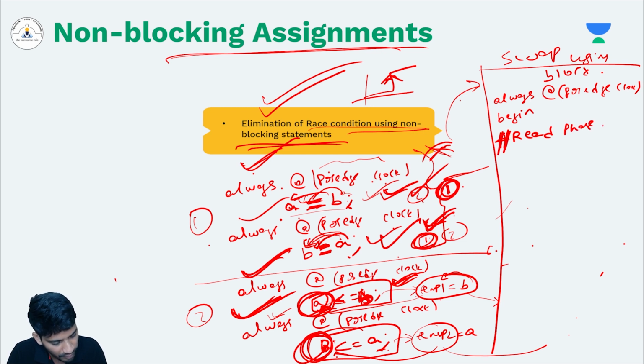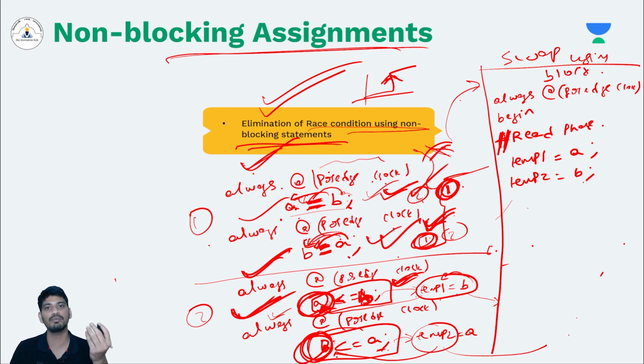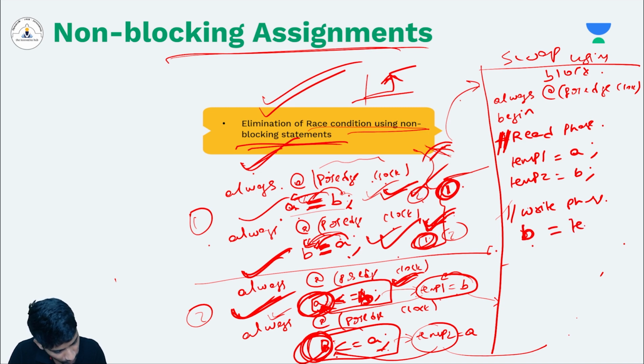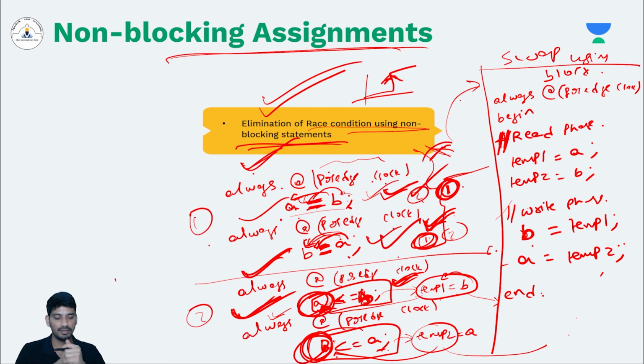Read phase. In read phase, I want my temporary 1 is equals to A and my temporary 2 is equals to B. I am using two different temporary variables to store A and B first. After read, I will write. In write phase, I want my B to be temporary 1 and my A to be temporary 2. Then end. Now see what happens.